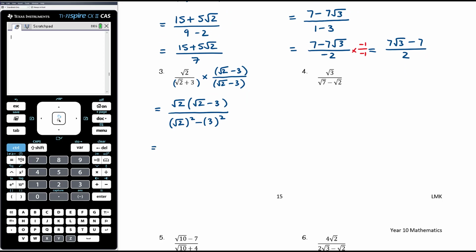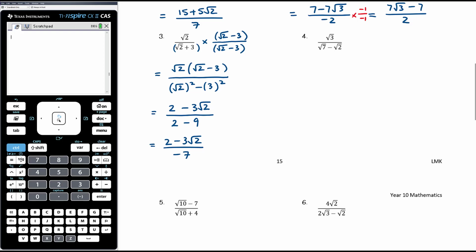And so numerator, root 2 times root 2 is 2, minus 3 times root 2, which is 3 root 2, all over root 2 squared is 2, minus 3 squared is 9. Okay, so on the numerator we've got 2 minus 3 root 2. On the denominator we've got negative 7. Again, we've got that negative on the denominator. Let's multiply everything by negative 1.